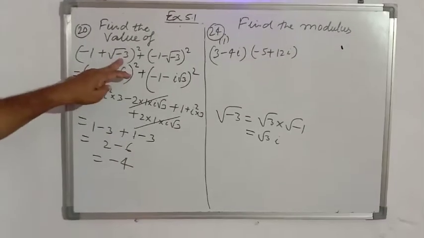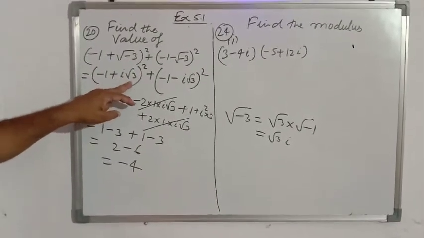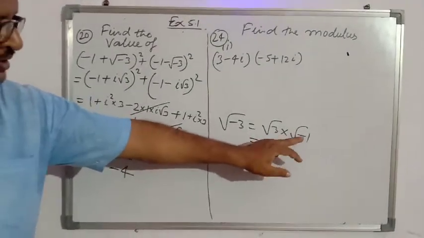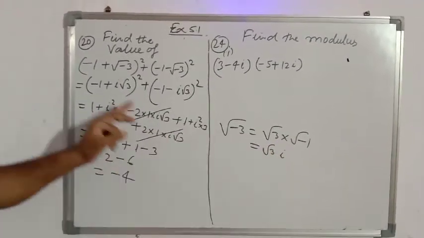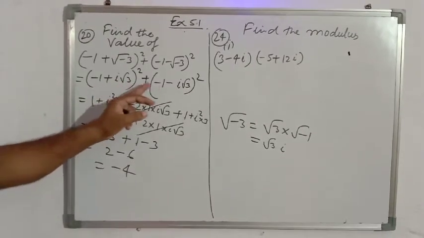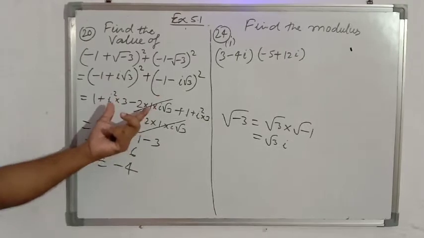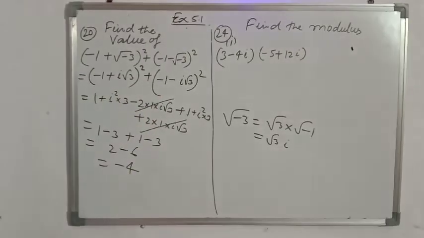So firstly convert it into the form of i. Root minus 3 is root 3 into root minus 1, and root minus 1 is i, so i root 3. So minus 1 plus i root 3 whole square plus minus 1 minus i root 3 whole square. Use the a plus b whole square and a minus b whole square identities and then simplify.